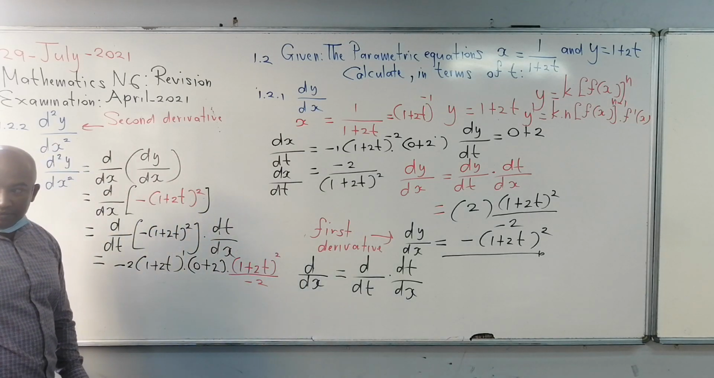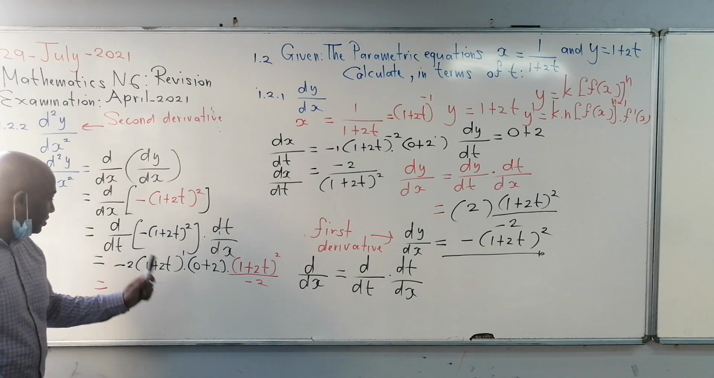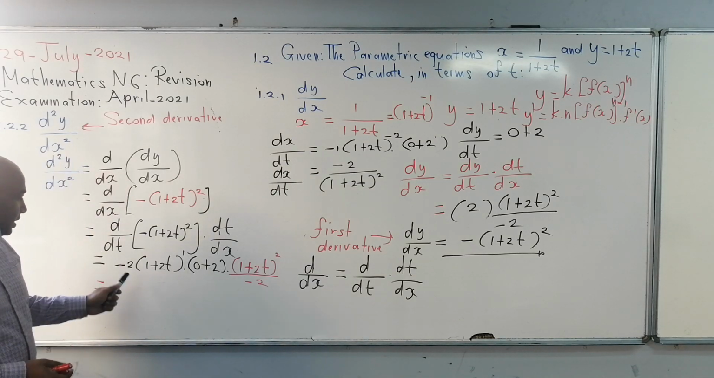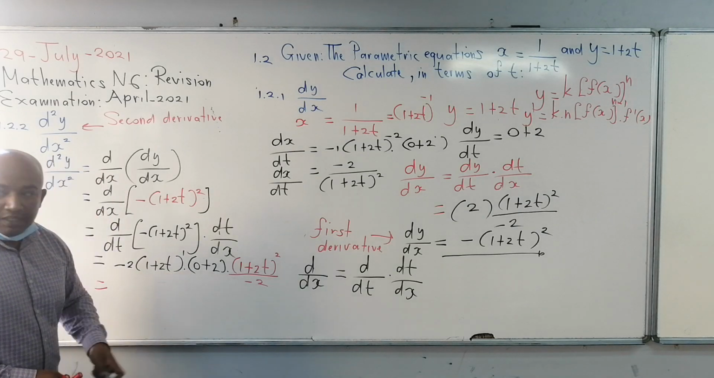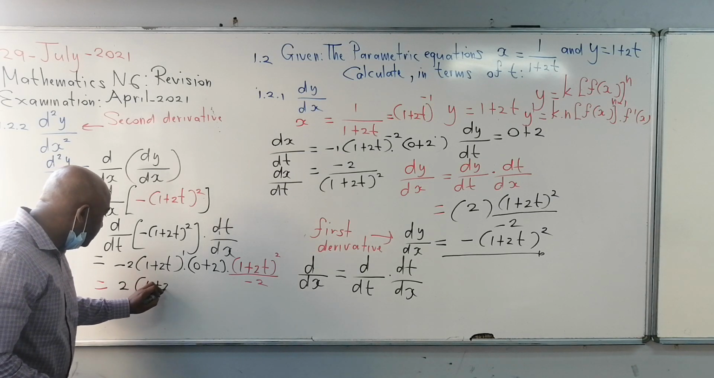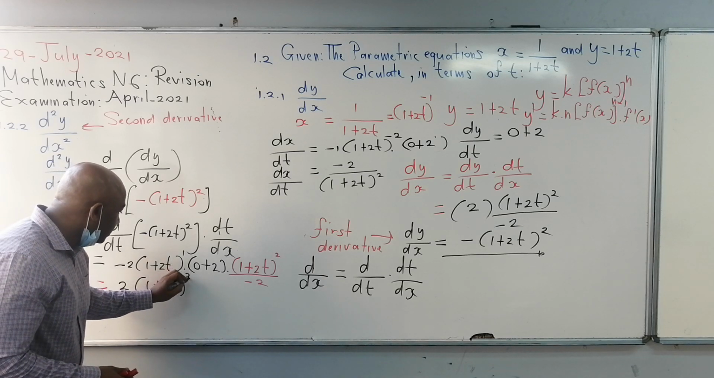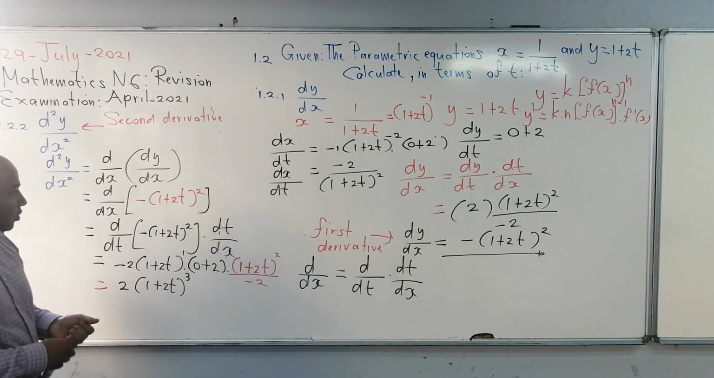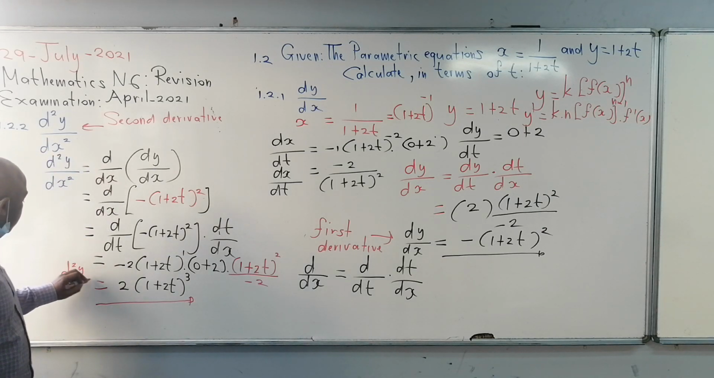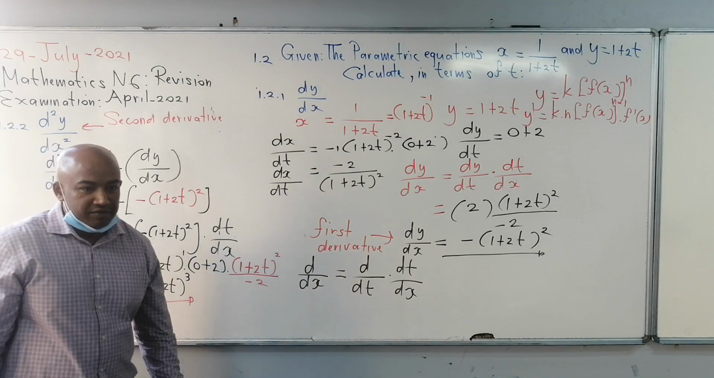You can see that? Now, I'm going to simplify this. I can see that 2 and 2 will cancel. Negative divided by negative is a positive. I'm left with just the 2 there. And 1 plus 2t times 1 plus 2t squared will be 1 plus 2t to the power 3. There's nothing more we need to do to simplify, and this is our d squared y over dx squared, the second derivative.